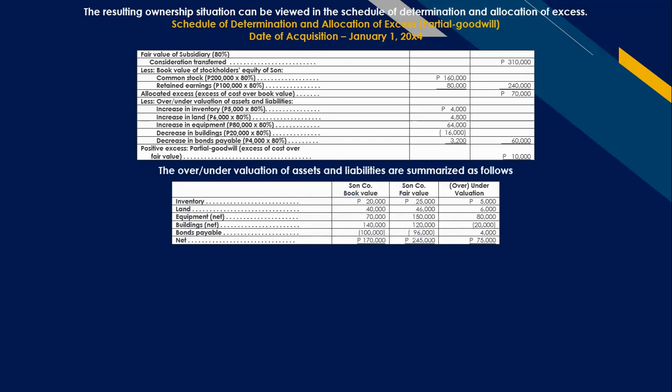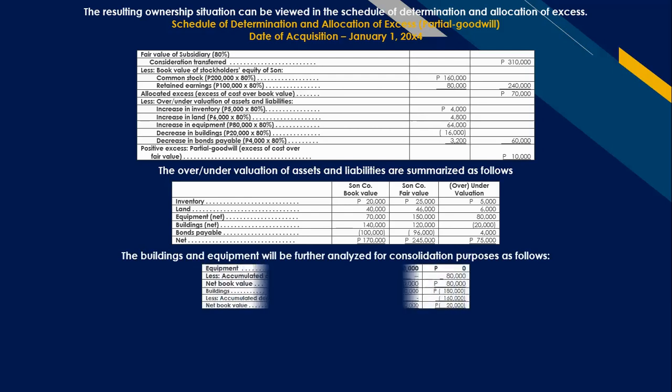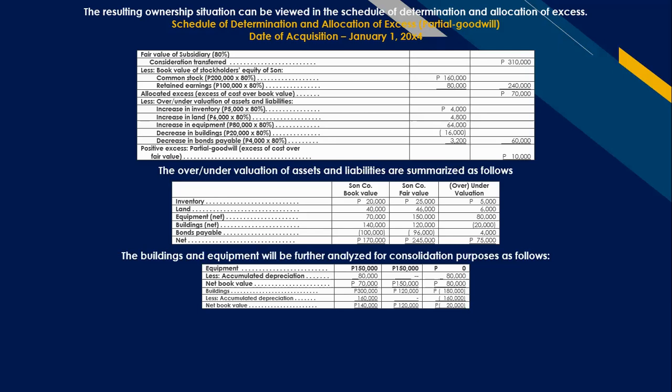The over-under valuation of assets and liabilities are summarized as follows: inventory, land, equipment, buildings, and bonds payable. This is where the data were given in the earlier part of the problem. Now, the buildings and equipment will be further analyzed for consolidation purposes. So we have the equipment, the book value is 70,000, but the fair value is 150,000. Then the building, 140,000 and 120,000.